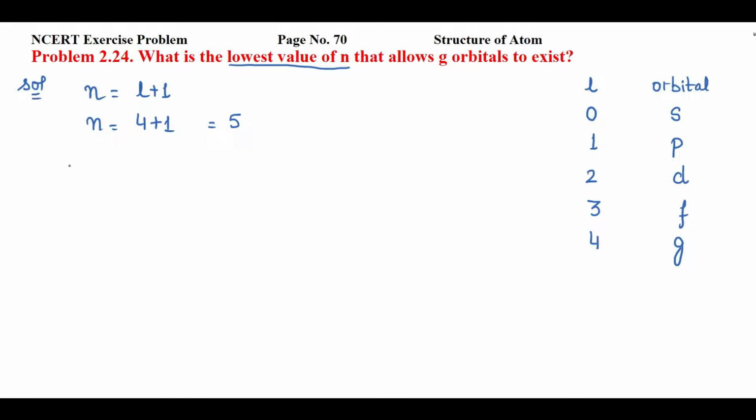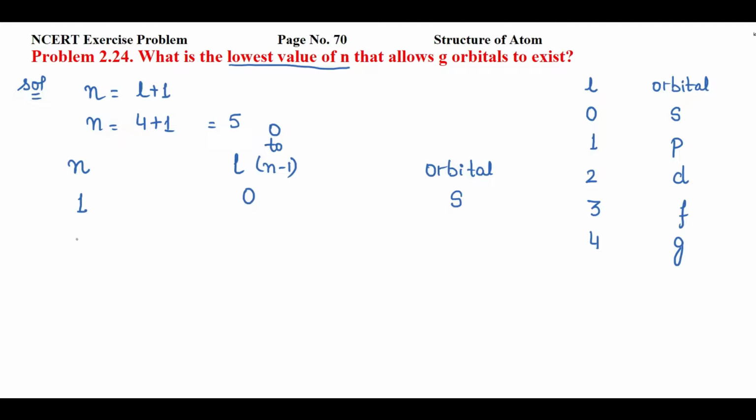So you can write over here, l should always be less than n, right? In this case, I can say that if I have n equal to 1, definitely l will be 1 minus 1, 0. So in this case, I'll have the s orbital. Now this l's value will be 0 to n minus 1. That means this many possible orbitals will exist for the value of n, right?